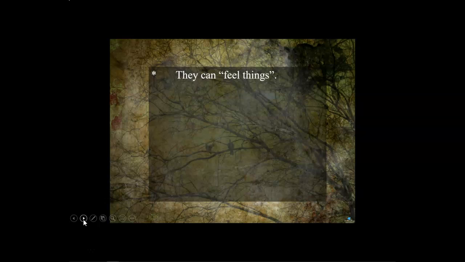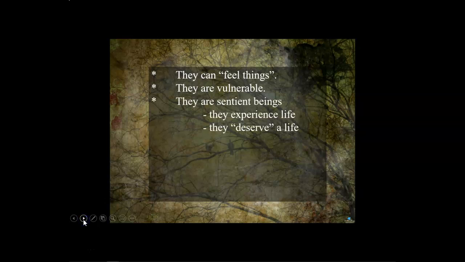So here's some of the things that people raise. They can feel things. They are sentient to some degree. They are vulnerable. And oftentimes they are kind of in the position of a child. We have control over them, and they're looking for the humans to treat them well. They are sentient beings. They experience life, and they deserve a life.